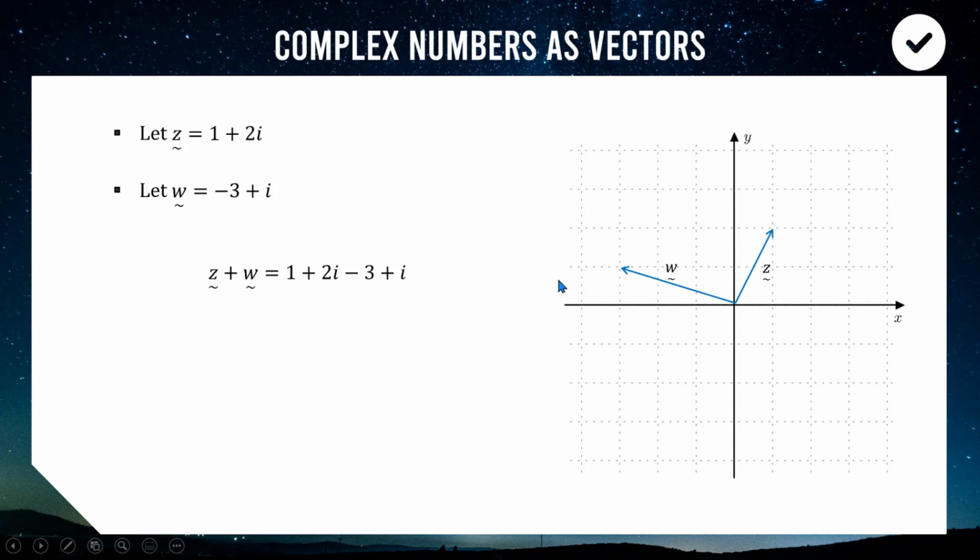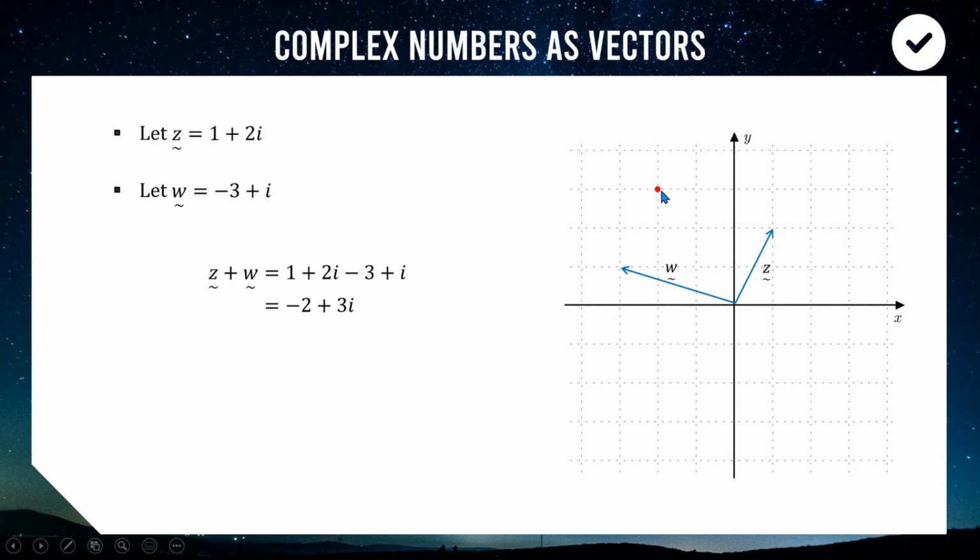Okay, now what we're going to do is take z and w and add them together. So here is z plus w. We're going to add the real parts together and get -2. We're going to add the imaginary parts together and we'll get positive 3i. So let's see where that point is. It's right here. Okay, so here is z, here is w, and this point here is z plus w.